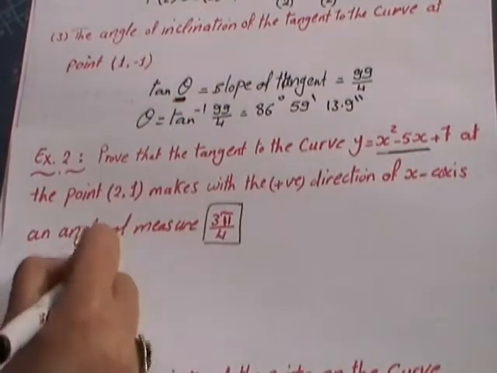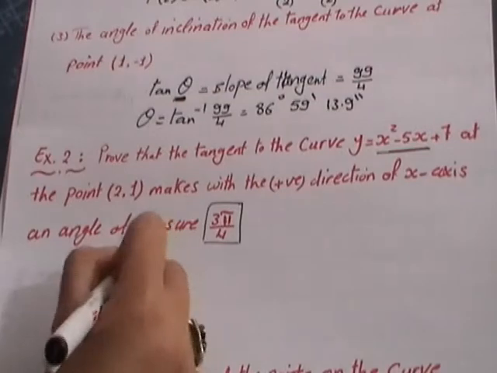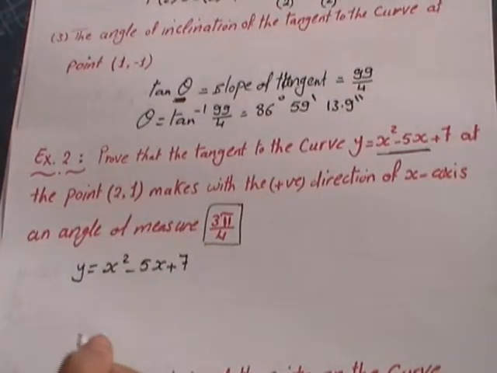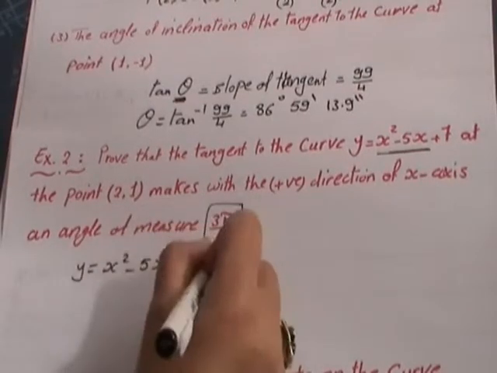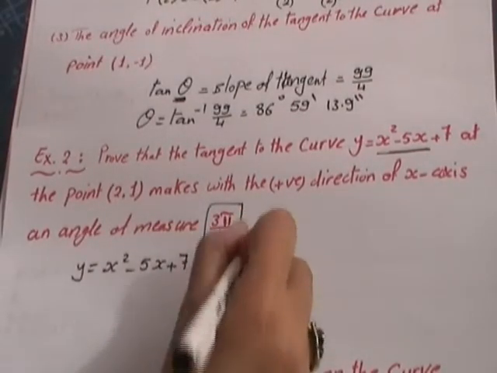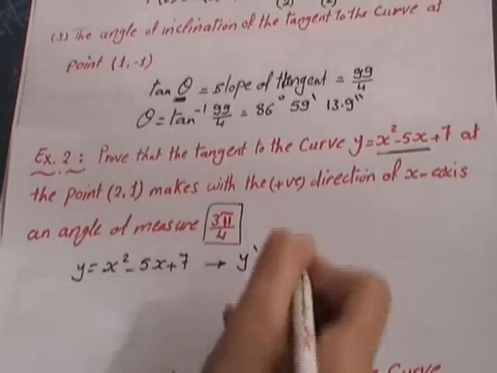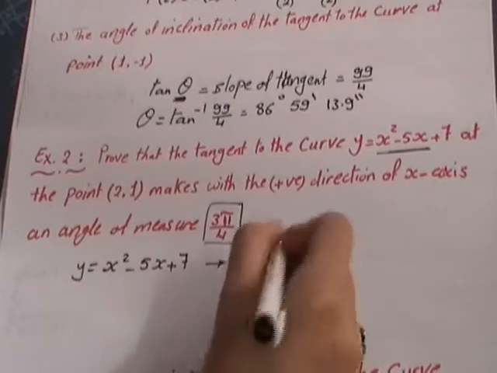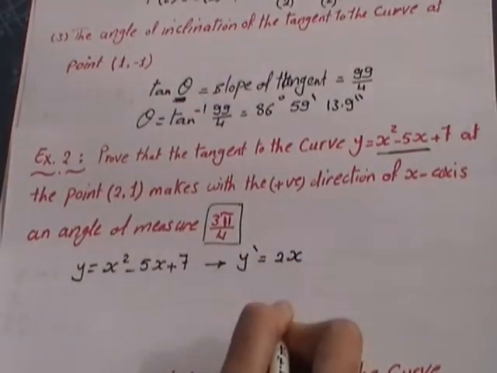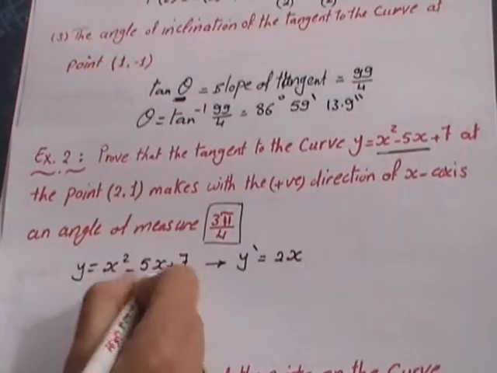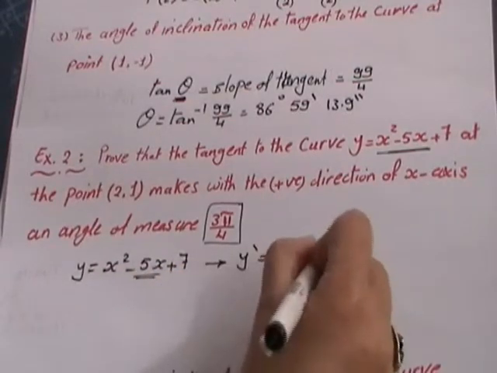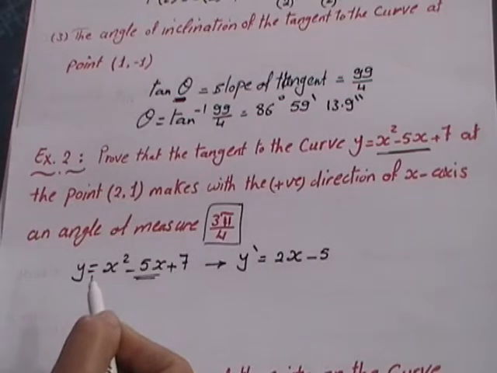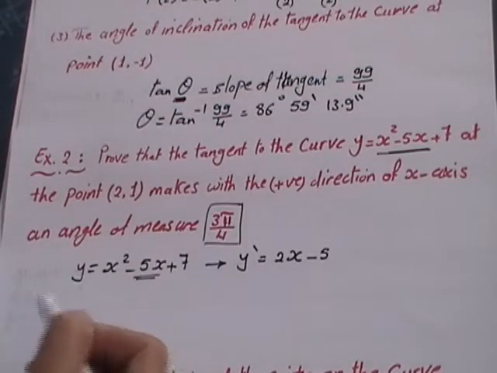If I want to find the slope, we must find the first derivative of the function of the curve, y equals x squared minus 5x plus 7. So we find the first derivative of this function like we did before. y dash will be equal to the derivative of each term alone. For x squared, the derivative is 2x. The derivative of the second term, negative 5x, is negative 5. So the first derivative of the function of the curve is 2x minus 5. This is the first step.